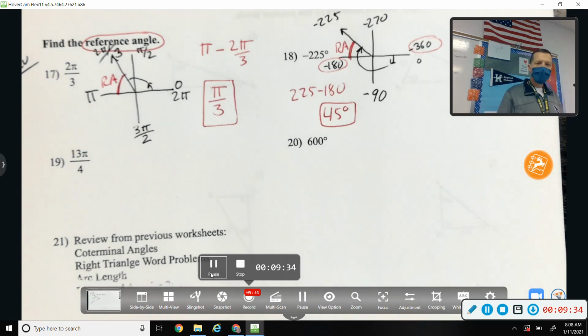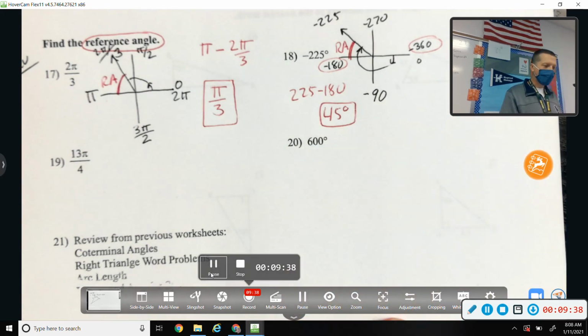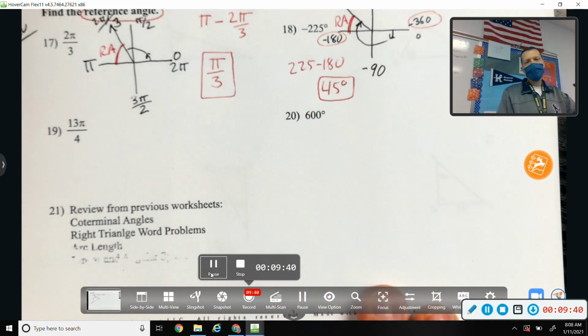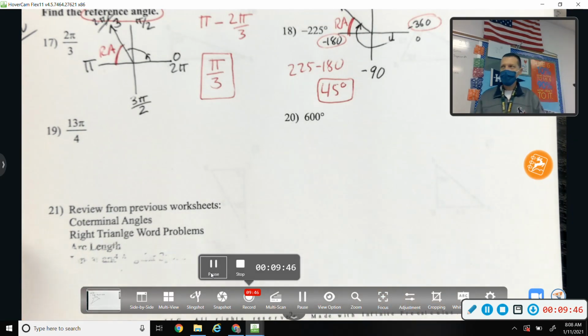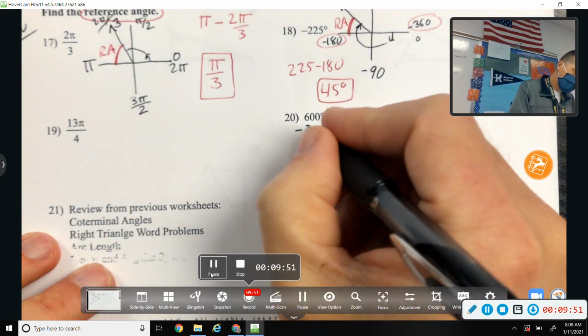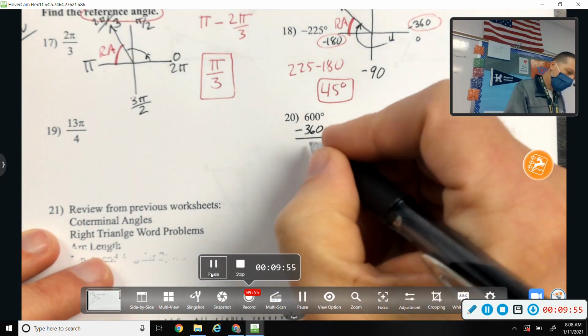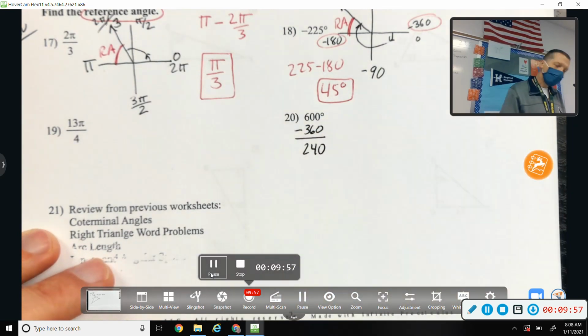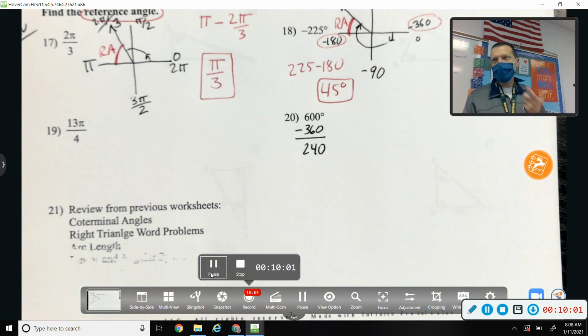All right, let's look at number 20, because 20 has this extra thing that it's more than 360. So rather than graph 600, which would be spinning around, let's use the coterminal idea: graph a coterminal angle and then find the reference angle. So it's minus 360, which gives us 240. So 600 and 240 are coterminal, with the same landing spot.